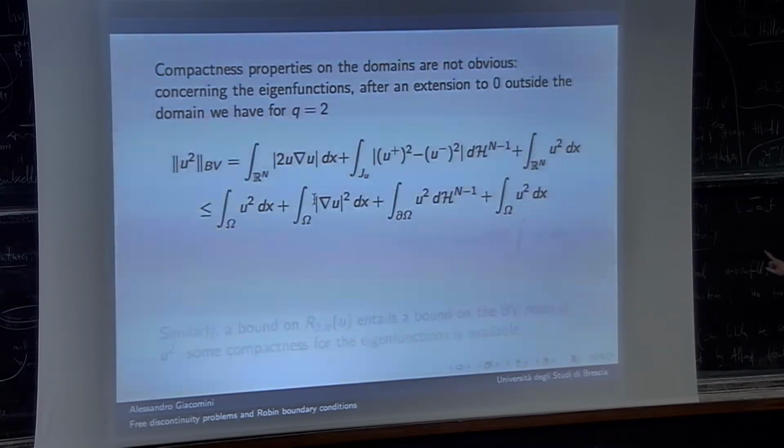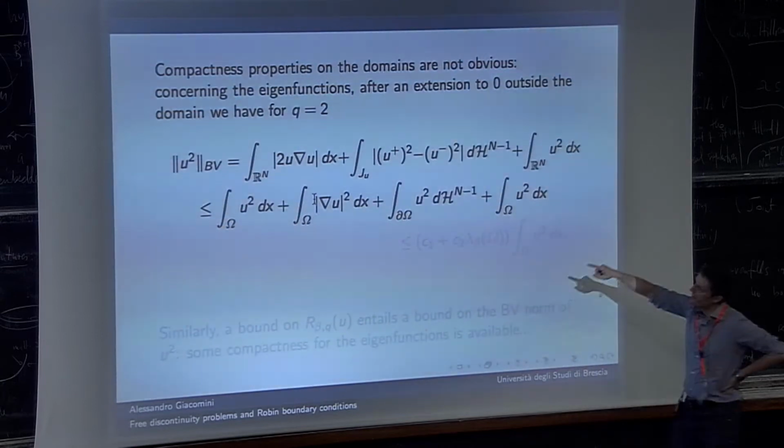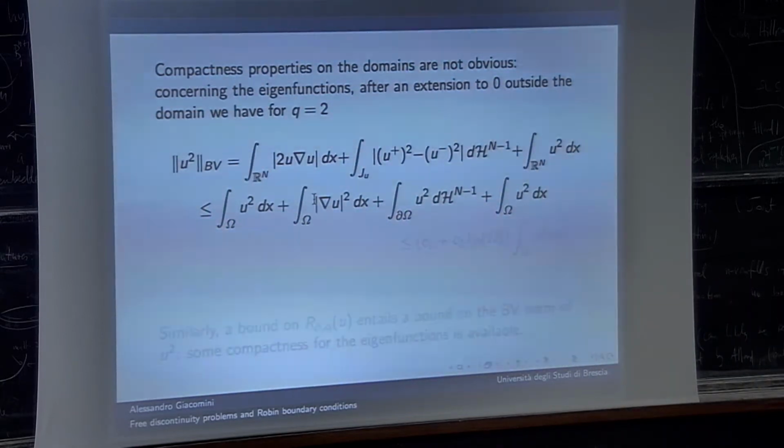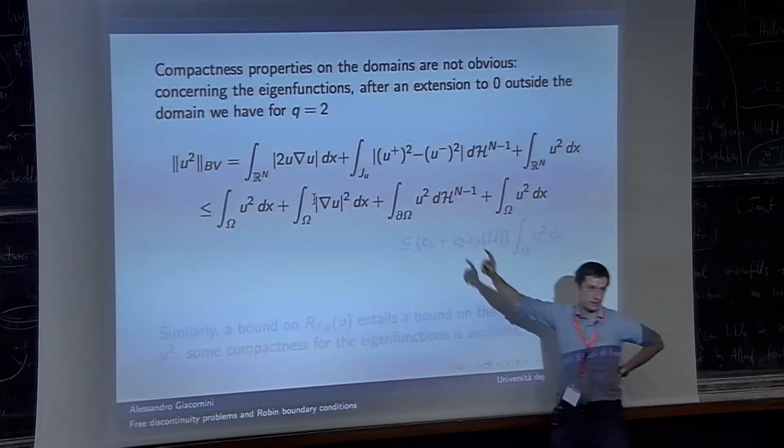So the last term we can simply integrate on omega. Then the first term is again integrated only on omega, because outside u is equal to 0. So we have 2u nabla u on omega in modulus, which we estimate by u square plus nabla u square. So we have the first two terms. Then we have the jump term. One of the two traces is 0, u minus. The other one is simply the trace, u square.